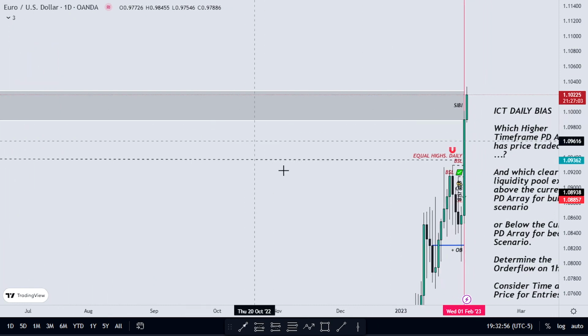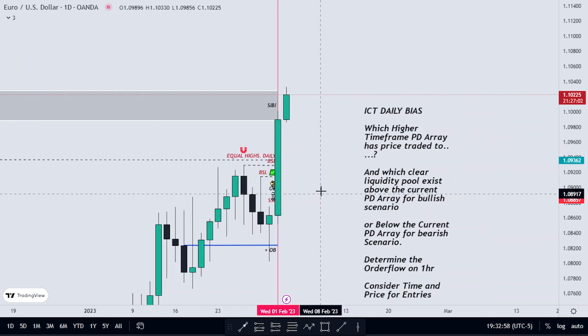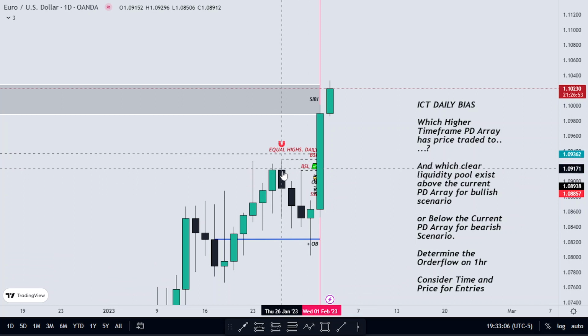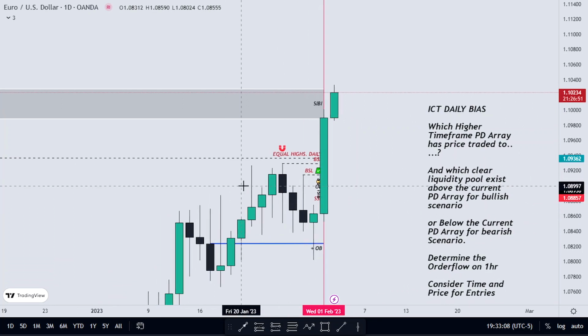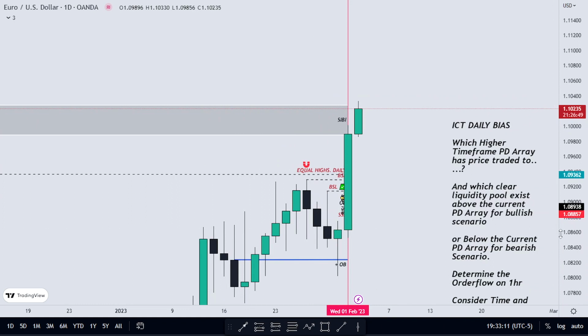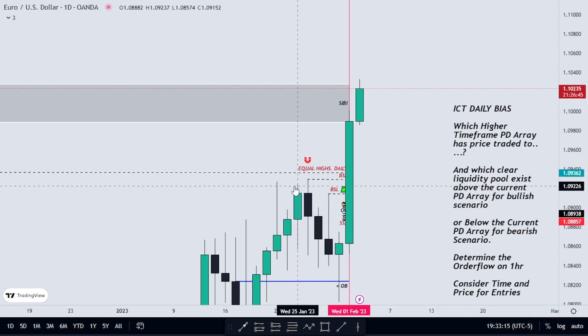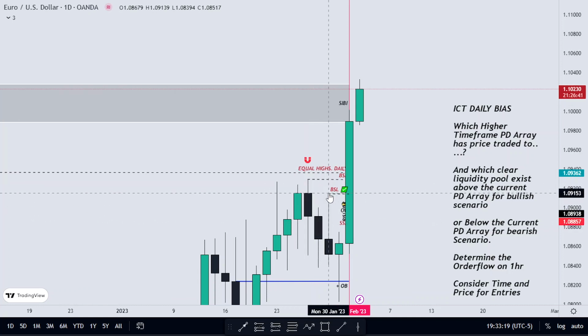So aside from these external liquidity pools, I also had these internal liquidity pools, and this was Monday's high, and this was Thursday's high. These are internal liquidity pools that I wanted to see price trade to, because anybody who was short from this level either has trailed his or her stop loss to this point, and then the stubborn ones are still keeping their stop losses here.